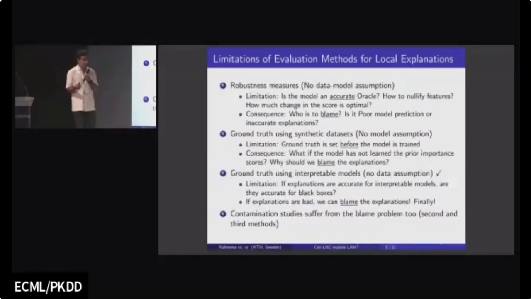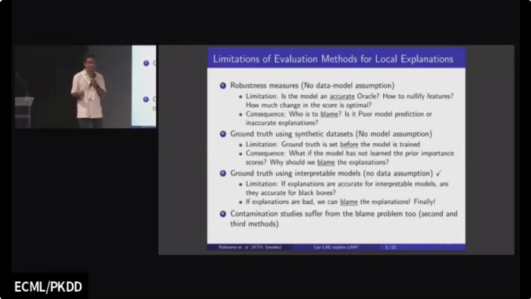So robustness measures, like I said, they don't have any assumption on the data or model. All you need to do is to nullify and see how much the predicted score of the black box changes, right? So there are a lot of limitations. They're really popular, but there are a lot of limitations with these. First, is the model a good oracle? If you remove the tail of a cat and the model is used to seeing cats with tails, and now the model is confused and you're blaming it on LIME, why are we blaming the explanation here?